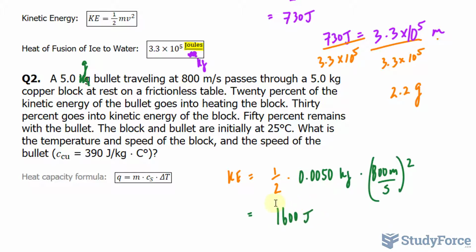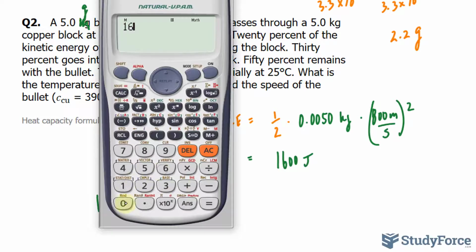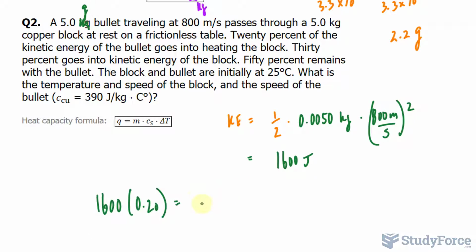Now 20% of that, so 1,600 times 0.2, let's see how much that is. 320 joules will go into heating the block. To find out the temperature change of the block, we use the heat capacity formula. So I'll take this value and substitute it in for Q. That's the amount of heat or thermal energy.